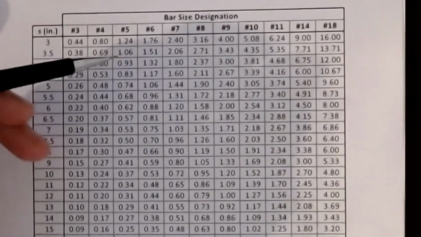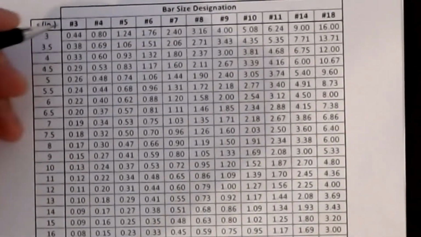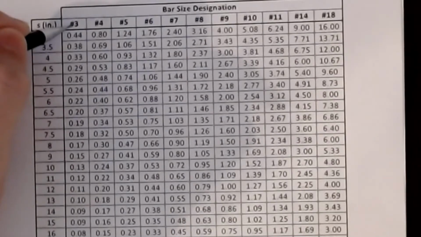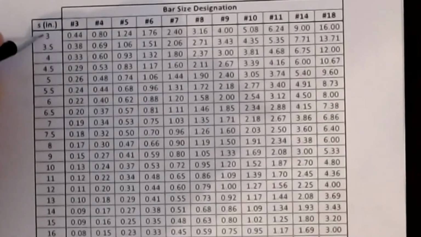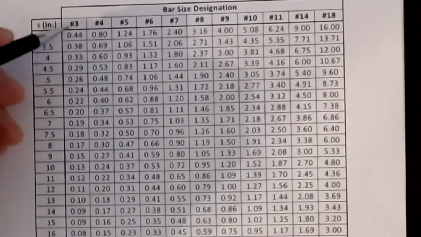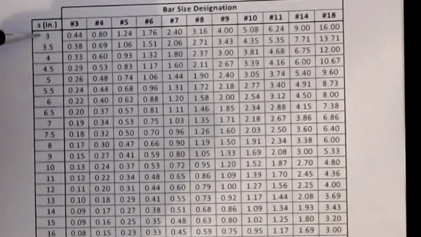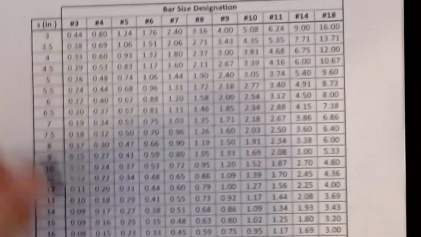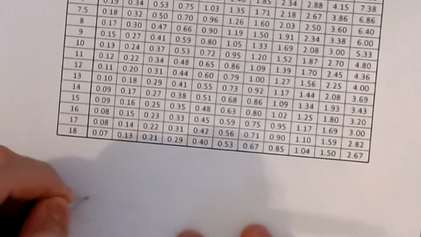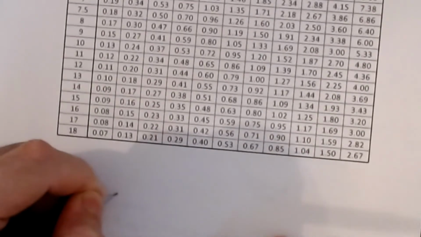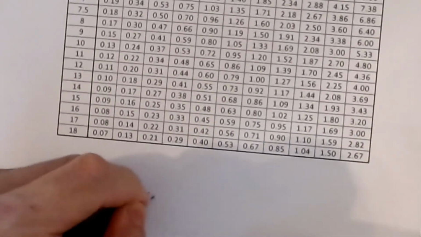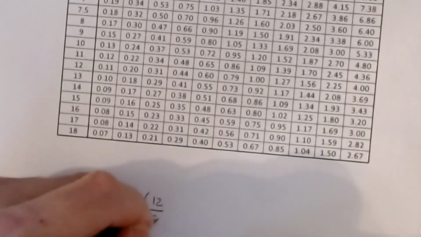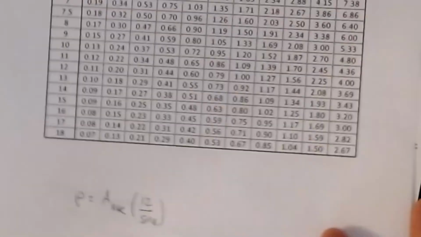But it's a pretty easy design aid to be able to do. For a number 3 bar, its area is 0.11, and there are 4 3-inch spacings per foot. So it's basically my area of steel times 12 divided by this number gets me the number that's here. If I write this down, rho is going to be equal to the area of our bar multiplied by 12 divided by the spacing. That's the calculation that I did.